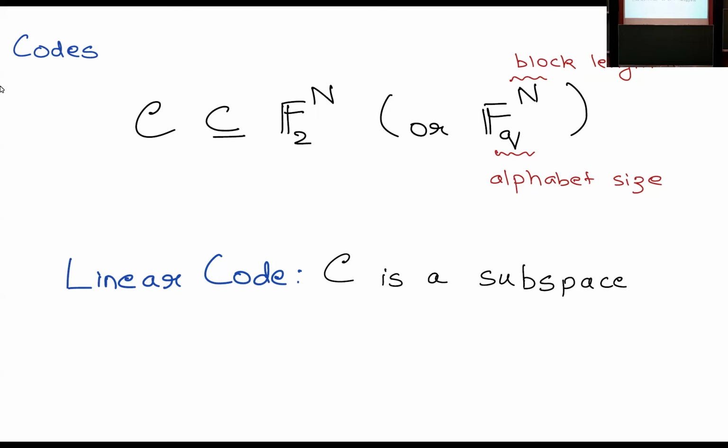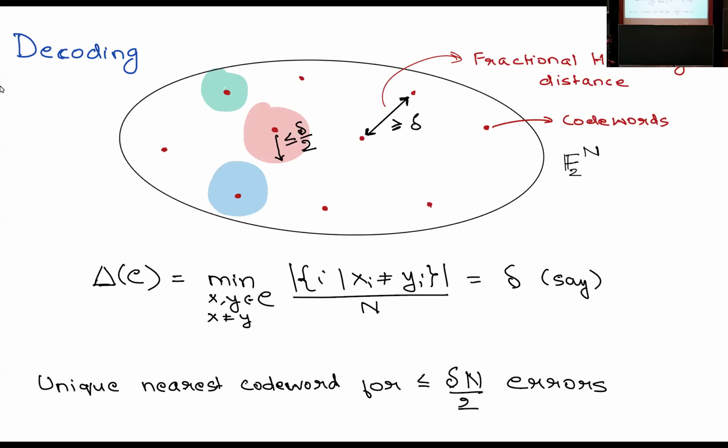More generally, you can think of a larger field size or FQ. Q is not query, it's the alphabet size or the size of the field, and the number of bits in the code, which we call block length, is denoted by capital N. And just think of a subspace. The problem of decoding a code, again, we are not working with local decoding, we just have the full amount of time we want to take for decoding.